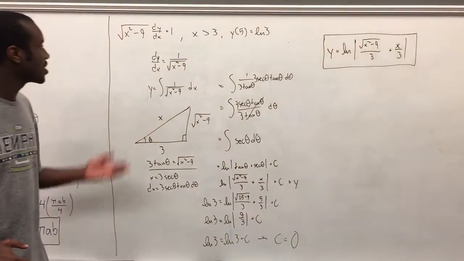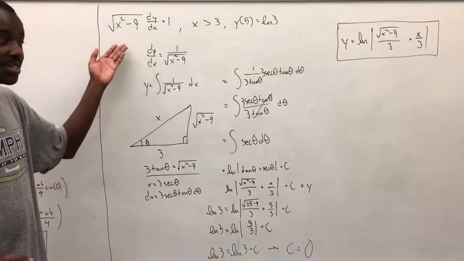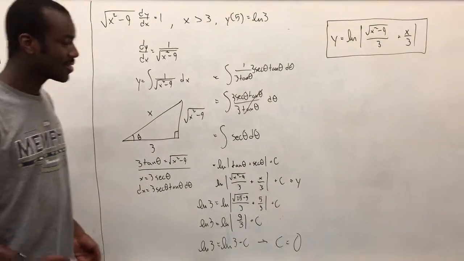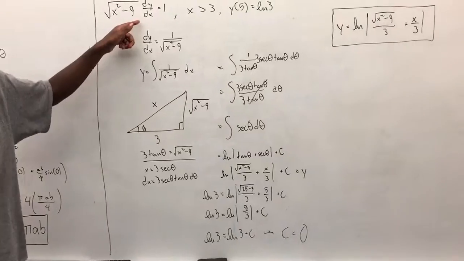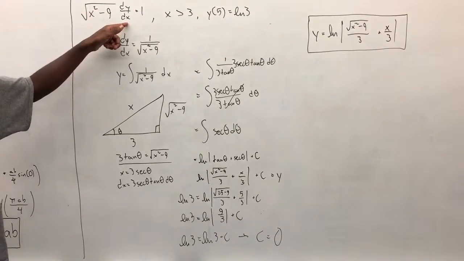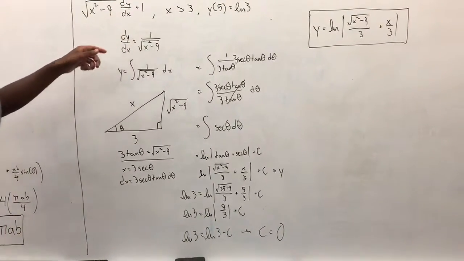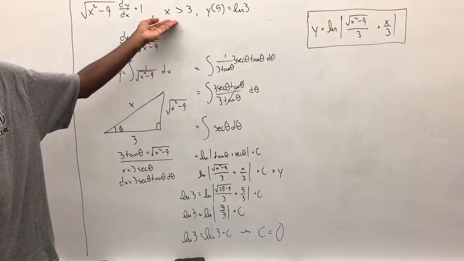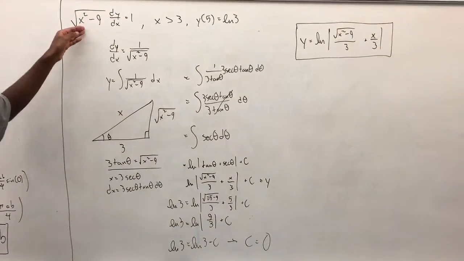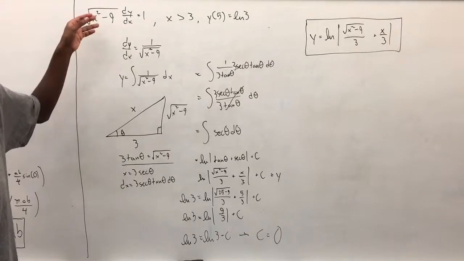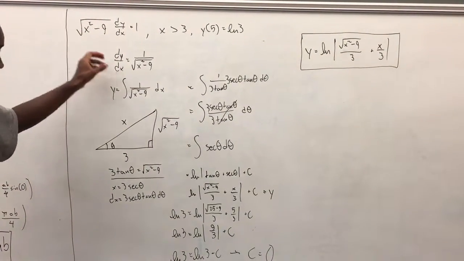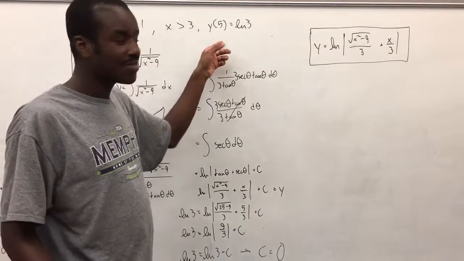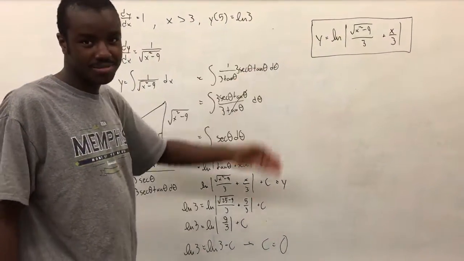Now, in this video, we're going to do another initial value problem, but this time it's a little bit more difficult. So, we have the square root of x squared minus 9 times dy dx is equal to 1. So, then we have x is greater than 3, because in this, we can't have square root of 0, because that'll be problems later on. We can't divide by 0. And y of 5 is ln of 3.